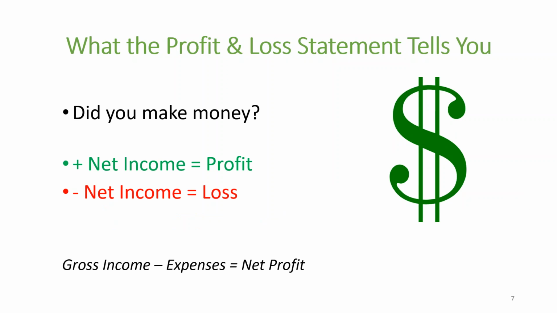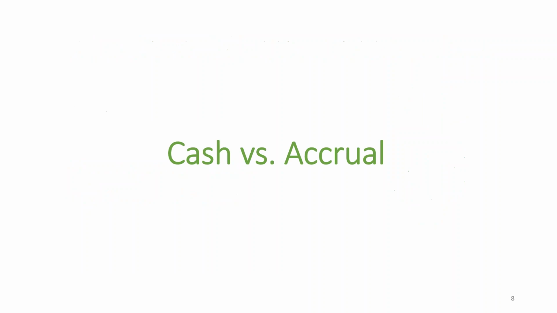So the profit and loss statement, as I said before, is a snapshot of farm profitability. Did you make money is the question. If you made money, you made what is called a profit. That means your net income is positive. But you may have lost money, which means you have a negative net income. That is calculated by taking the gross income, subtracting the expenses, and that equals your net profit.